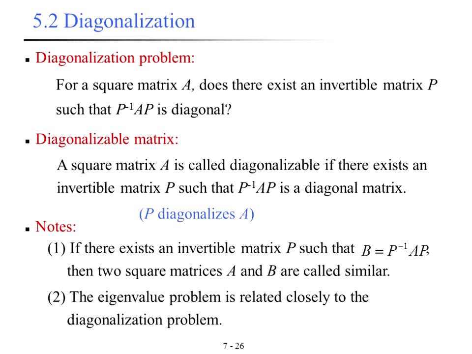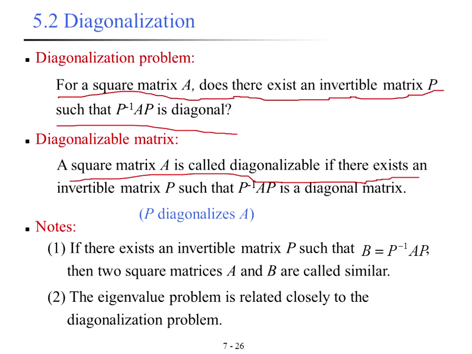For a square matrix A, does there exist an invertible matrix P such that P inverse AP is diagonal? Diagonalizable matrix: a square matrix A is called diagonalizable if there exists an invertible matrix P such that P inverse AP is a diagonal matrix. P diagonalizes A. If there exists an invertible matrix P such that B is equal to P inverse AP, then two square matrices A and B are called similar.